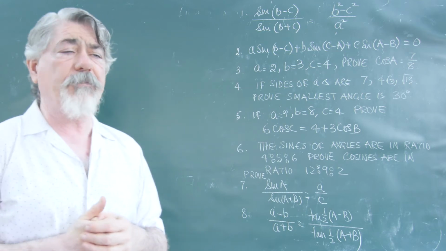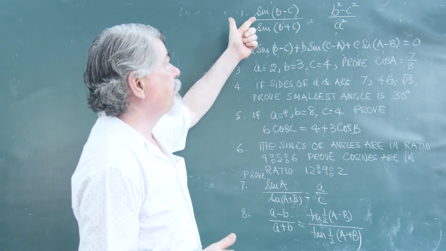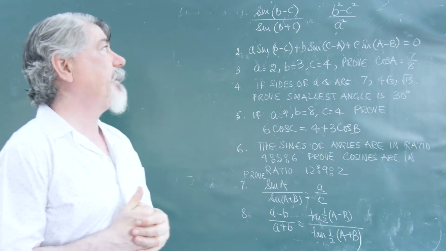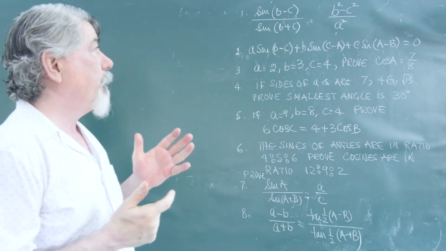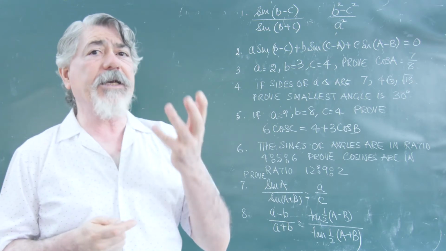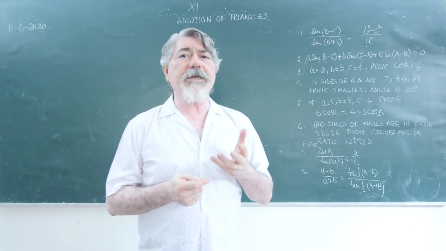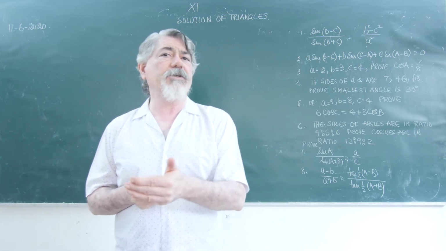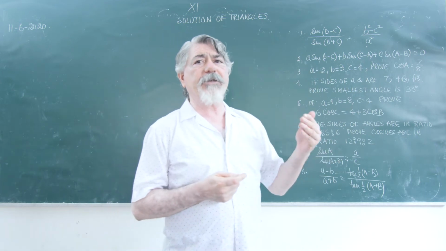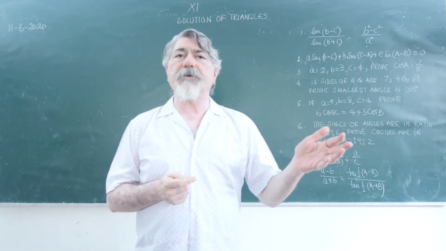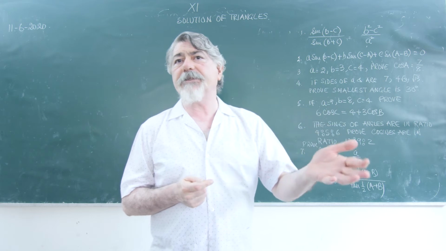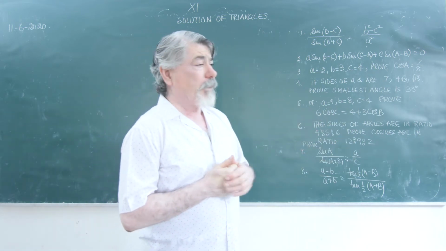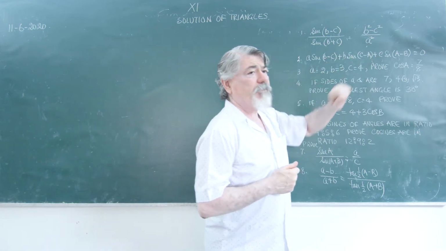kinds of problems. If you look at the first sum, sine (b minus c) upon sine (b plus c) is equal to (b square minus c square) upon a square. Now we know that in solution of triangles I have the sine law, which is sine a upon a is equal to sine b upon b is equal to sine c upon c is equal to k. Or if I reverse, a upon sine a is equal to b upon sine b is equal to c upon sine c is equal to k, and 1 upon k will be another constant. But I'm not getting b square minus c square upon a square.